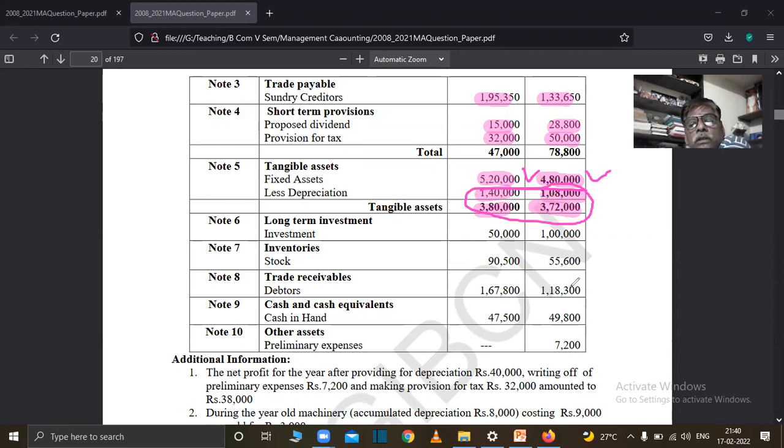In the previous problem, depreciation provision was given in the adjustment, but in this problem depreciation is given in the problem itself.